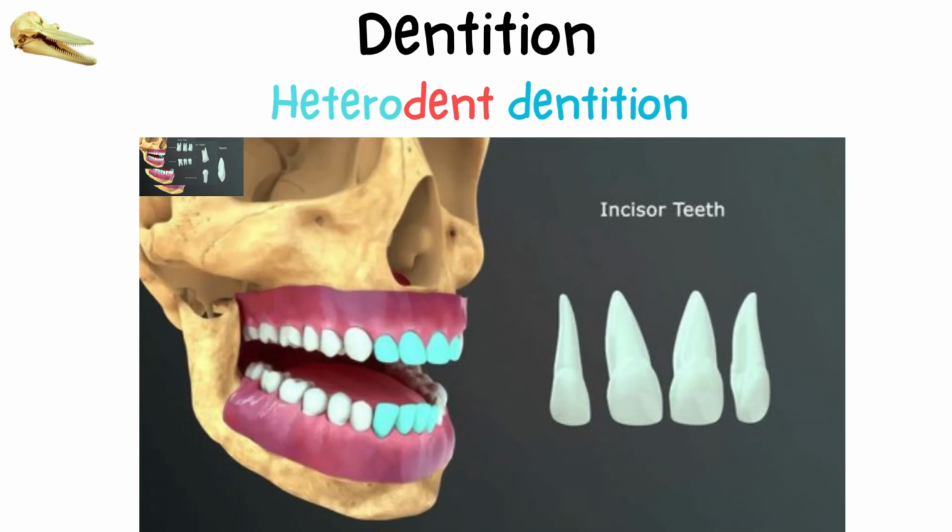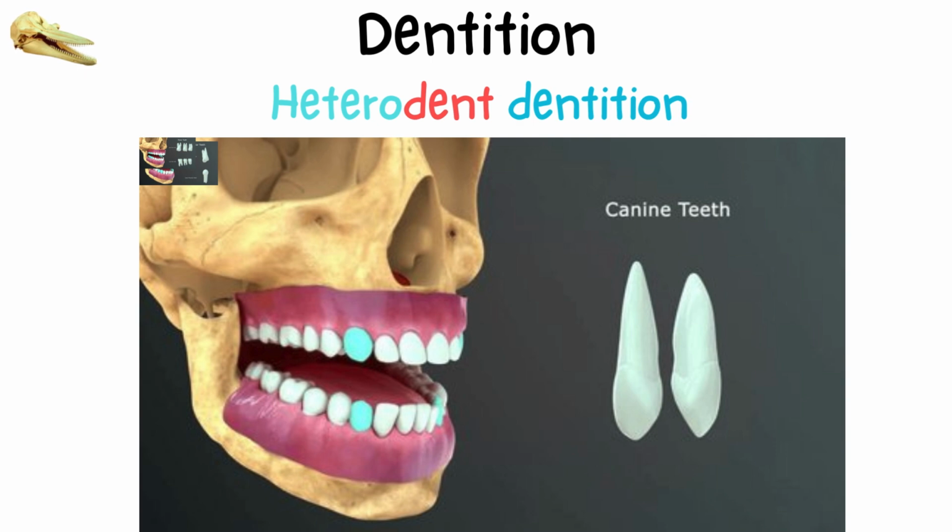So, incisors. Incisors are located in the front of the jaw. They are flat, chisel shaped, with a sharp edge used for cutting and holding on to prey so they do not escape. Canines. Canines are found next to the incisors. They are sharp and pointed at the tips. Canines are used for tearing flesh and for catching prey.